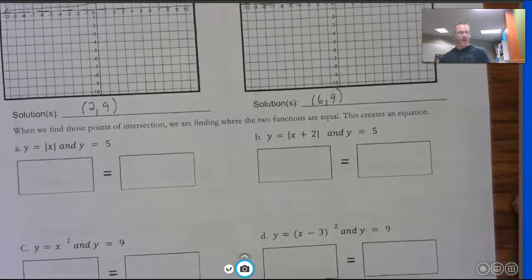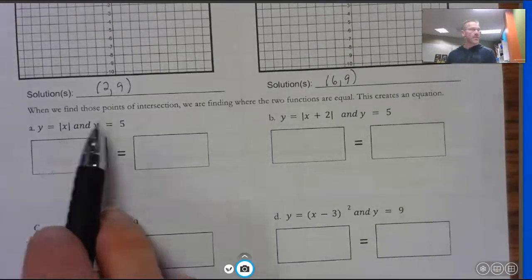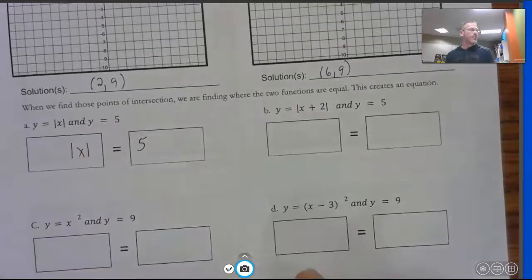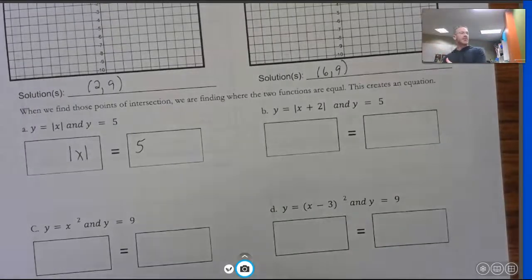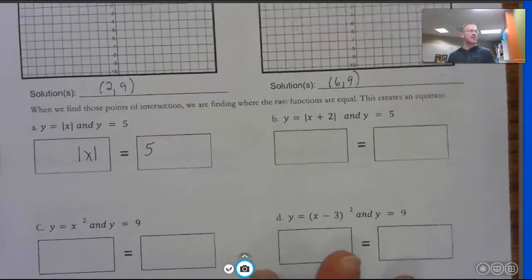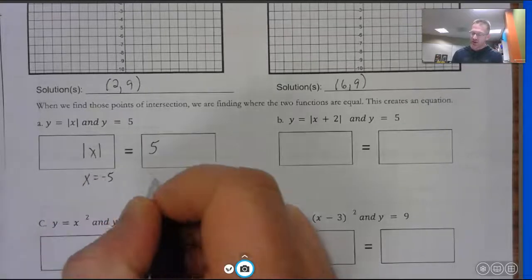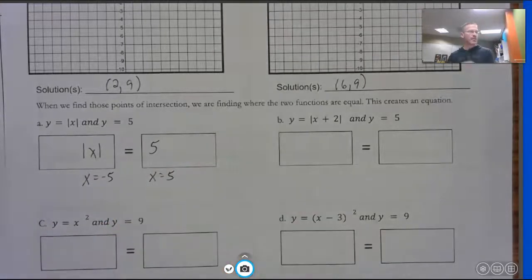So let's go down here, right? Still the same idea, right? We're going to set things equal. So we have the absolute value of x equals 5. Well, if it's just the absolute value of x equals 5, there are two numbers that have a distance of 5 from 0. We know that's going to be negative 5 and positive 5. And then we're done. Okay, and that's it.